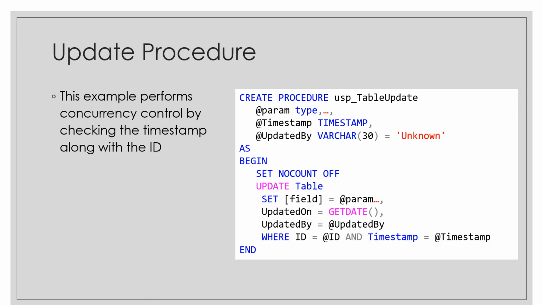That works in our where clause. So we're going to update the record where the primary key matches, so we have to make sure we're just doing the one record, and the timestamp has not changed. If it has changed, then we will not update.